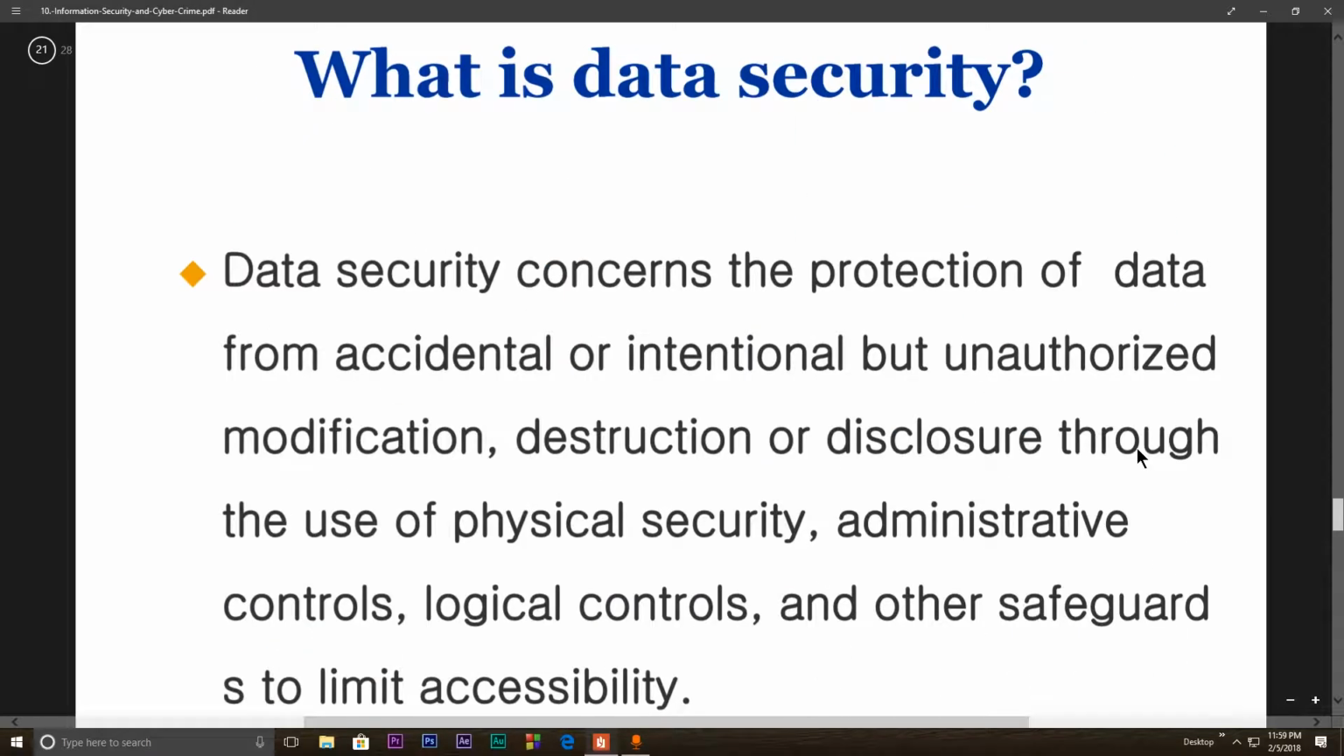Now let's talk about data security. Data security concerns the protection of data from accidental or intentional or unauthorized modification, destruction, or disclosure through physical security, administrative clauses, logical control and other safeguards to limit accessibility.